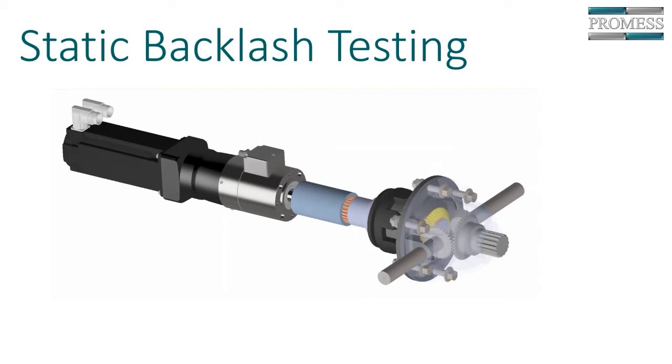Now, what is static backlash testing? So what you see here is a torque probe coupled to a differential gear. And I don't know if you can see the mouse pointer. But anyway, so what's happening is that we're picking, let's say, 8 points through the entire gear mesh combinations.